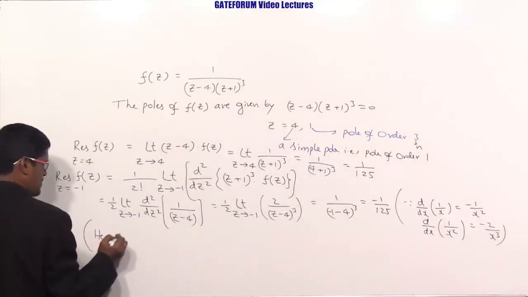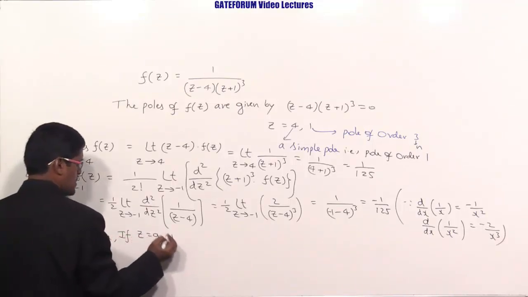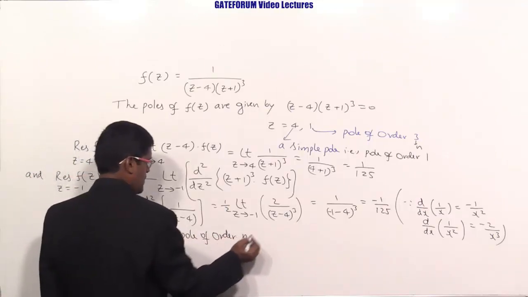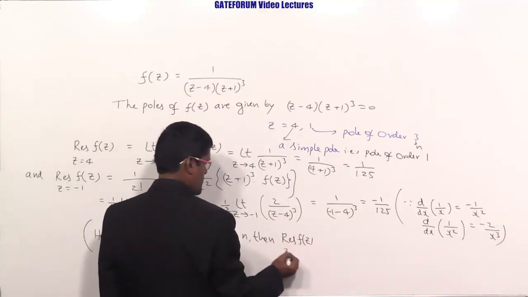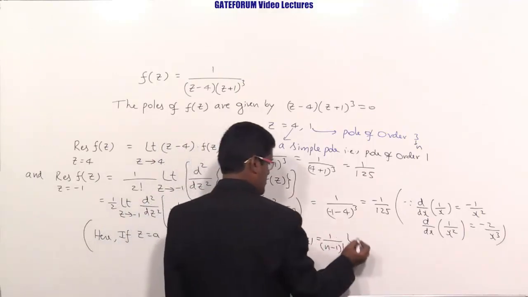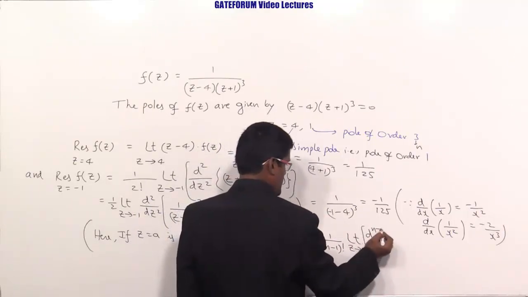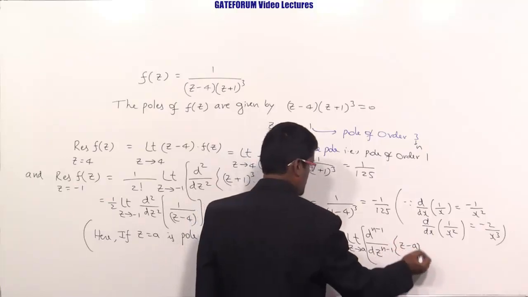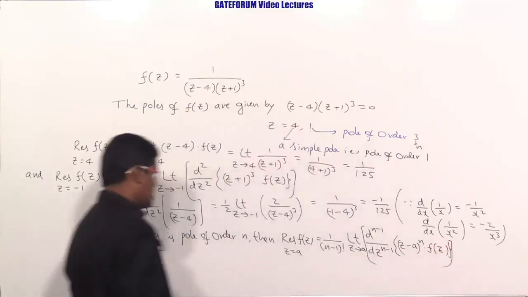Here, if z is equal to a is a pole of order n, then the residue of f of z at z is equal to a is equal to 1 by (n minus 1) factorial, limit z tends to a of d to the n minus 1 by dz to the n minus 1 operated on (z minus a) whole power n into f of z. This is the procedure we used.